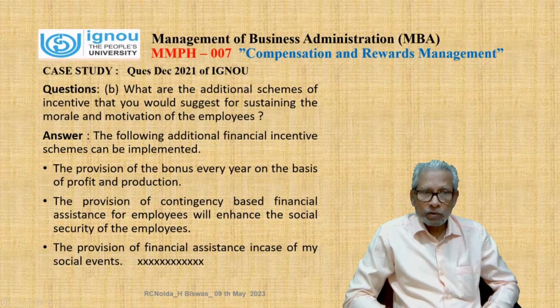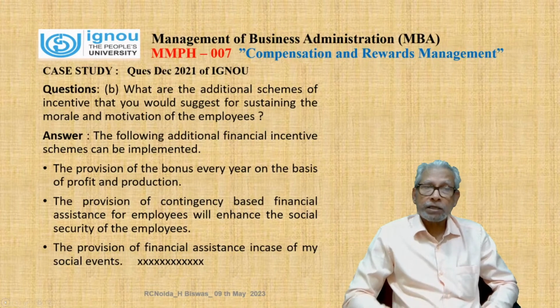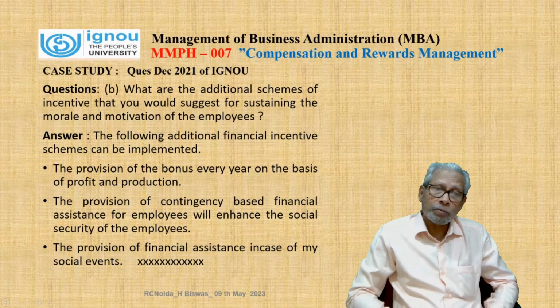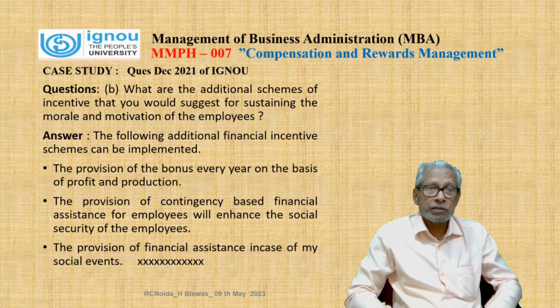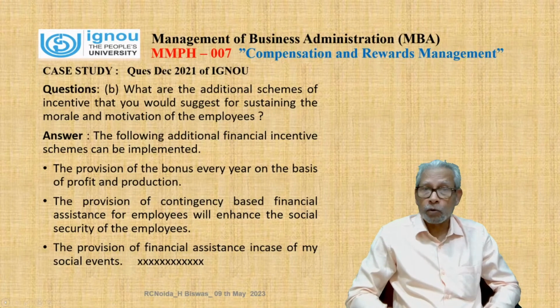Number 2, the provision of contingency-based financial assistance for the employees will enhance the social security of the employees. That part is missing because, as you know, in the pandemic time, the COVID time, a lot of workers were jobless and forcibly had to go to their villages, and there was a lack of money there also. So as an organization, you should have some contingency plan, some financial assistance to be given when this type of situation comes. This enhances social security for the employees. Employees should feel, okay, at least my owner will take care of these things.